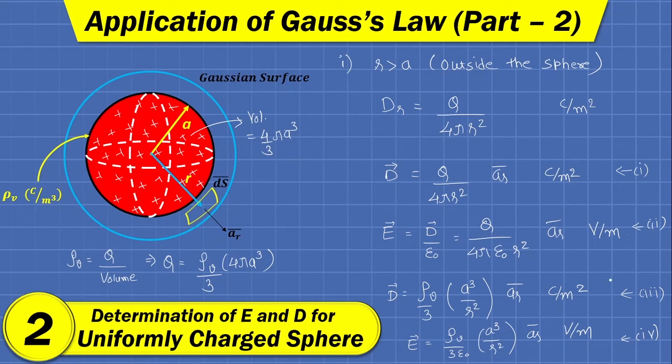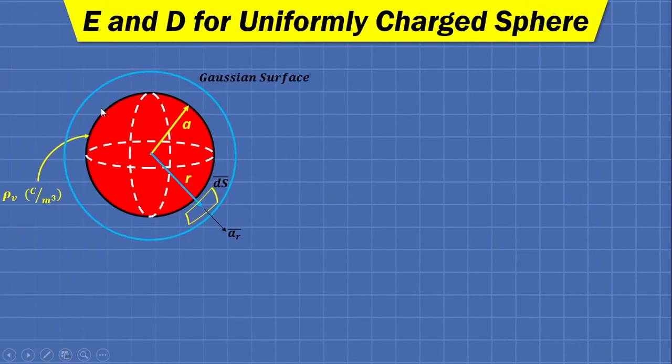Equations 1 and 3 both represent the same thing, and equations 2 and 4 both represent the same thing. So this is what happens in the space outside the sphere. Now for the surface of the sphere, what will be the change? We are going to assume a Gaussian surface on the surface of our sphere, so the radius will be a. The previous results will be the same with the only change that here r will be replaced by a.